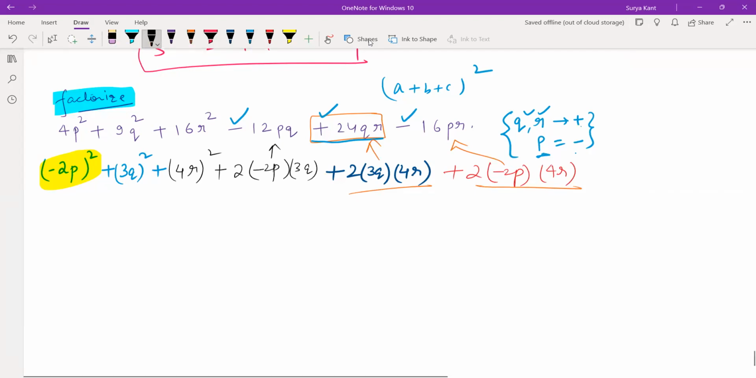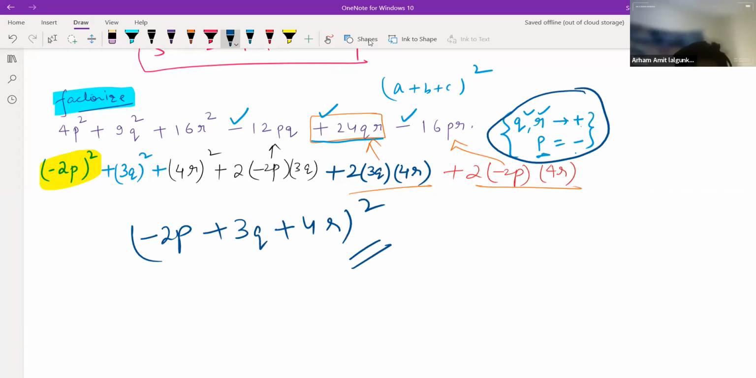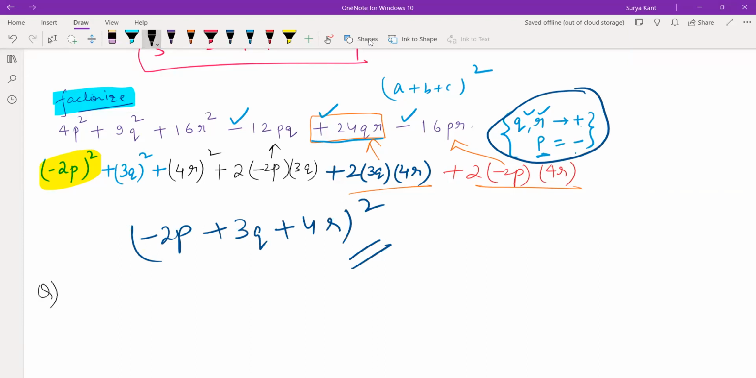Now it is very easy to write. So minus 2p plus 3q plus 4r whole square. Now did all of you understand why we take positive and negative? What is the significance of this? Understood, all of you? Yes, sir, a bit understood. Okay, now if you understood, I'll write one question, and you have to factorize this. Okay, I'll write the question now.